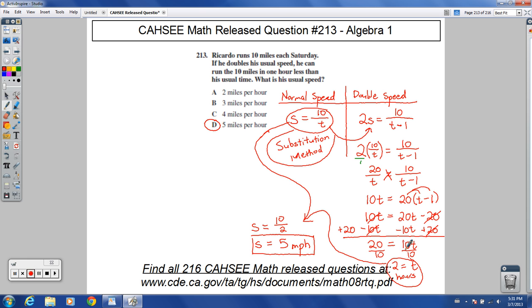If we plug the numbers back in, this should work out in both equations. Let's just do that really quick mentally. So does 5 equal 10 over 2? Yes. Does 2 times 5, which would be 10, the double speed would be 10 miles an hour, does that equal 10 over 2 minus 1? Does 10 equal 10 over 1? So 10 over 1 is 10. 10 equals 10. That checks out as well. So it checks out in both equations. 213, choice D is the correct choice.